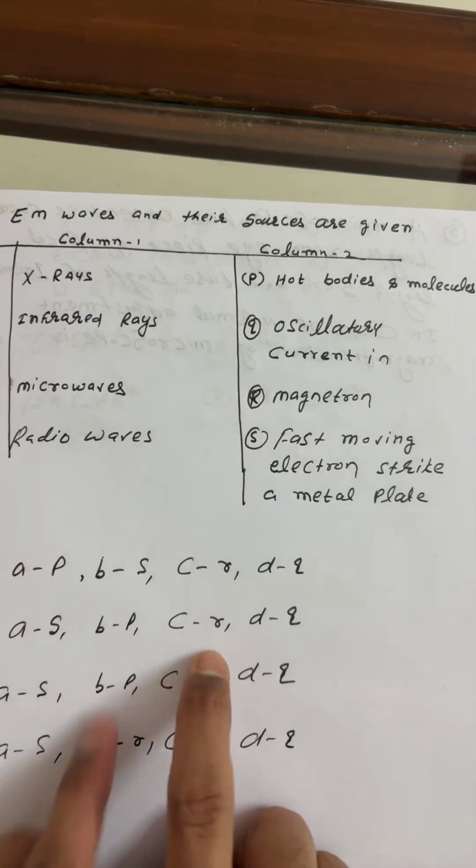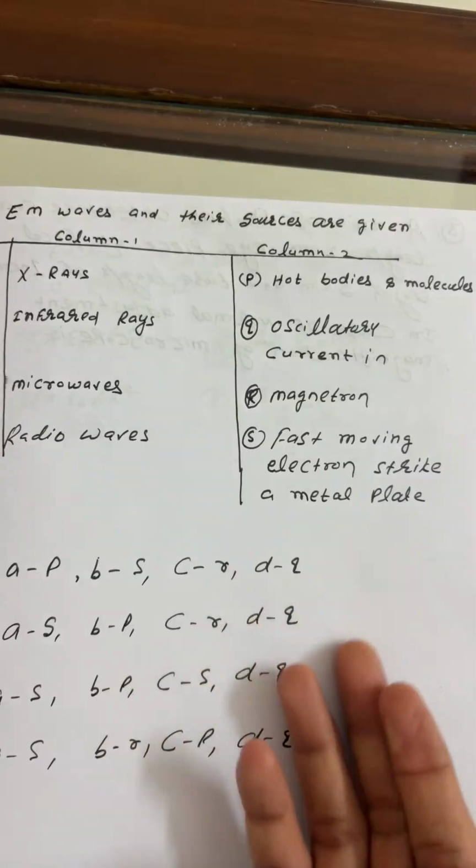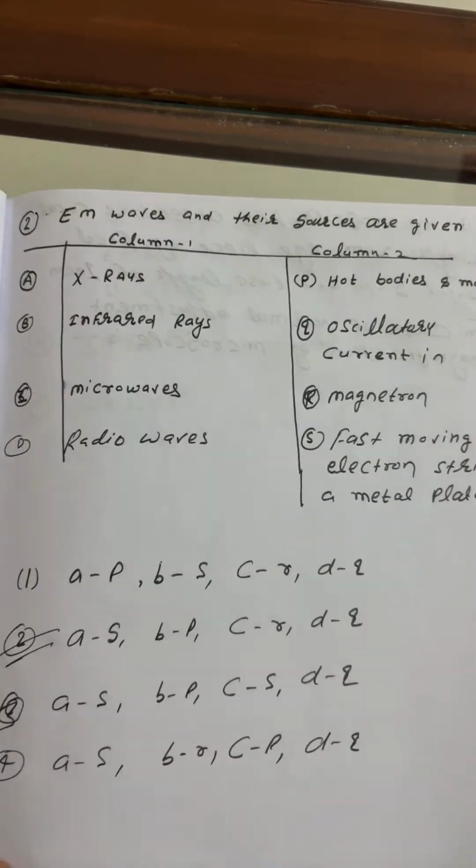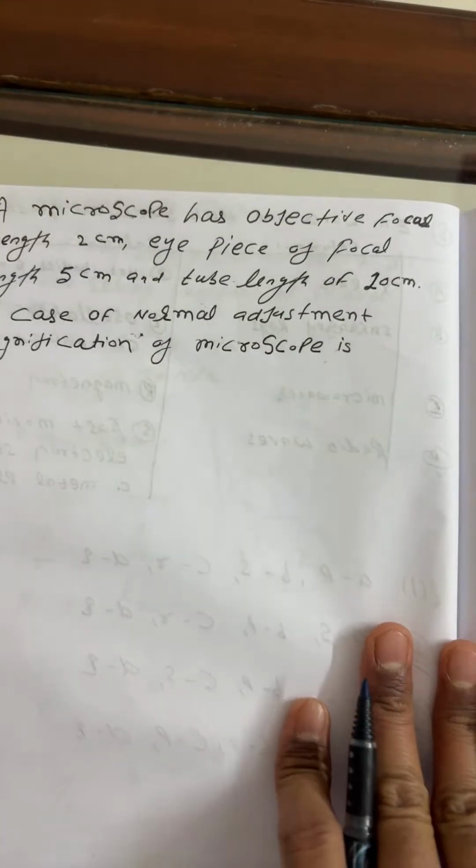So this is D. What is the last option D? That is only Q. What's your answer for this question? That is option number second, my dear. Now, students, have a look at the next question.